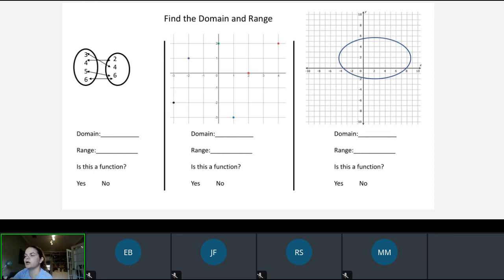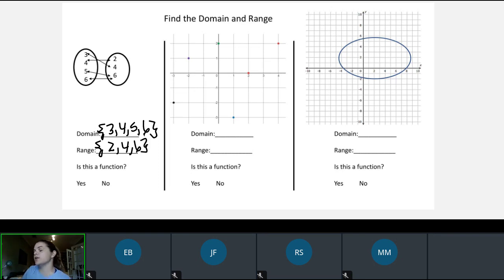Okay, so I am looking for a few volunteers. If anybody wants to, I'll do the first one real quick, and then I'll need 2 volunteers. So for the first one, the first thing I'm going to do is list out the domain. So my domain is 3, 4, 5, 6. And my range is 2, 4, 6.